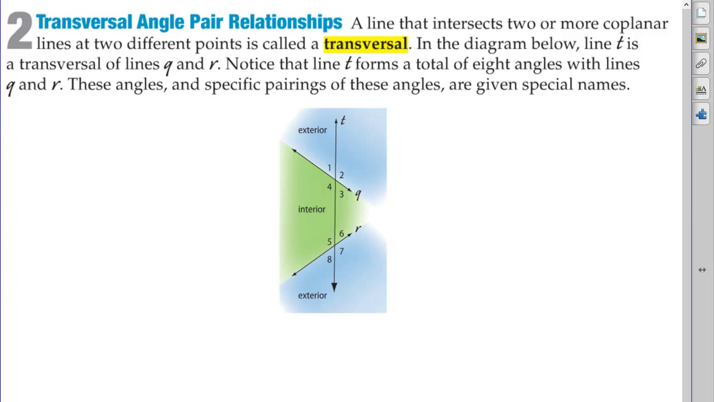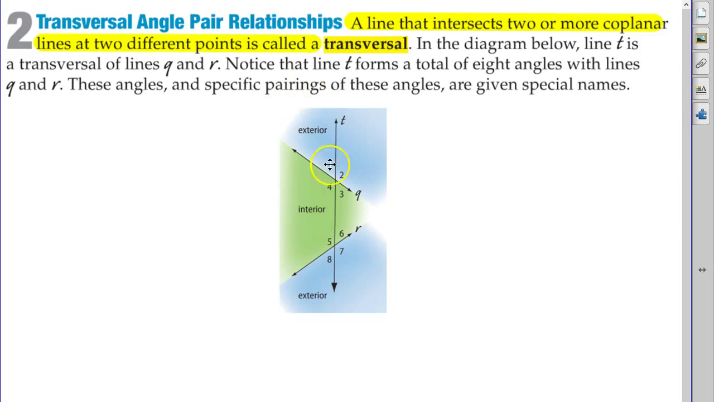All right, now transversal. A transversal is just a line that crosses two or more coplanar lines. If you have two coplanar lines already going through, and then you run another line across them, that is called the transversal. So a line that intersects two or more coplanar lines at different points is called the transversal. Be prepared to define that on your test and on the semester exam.